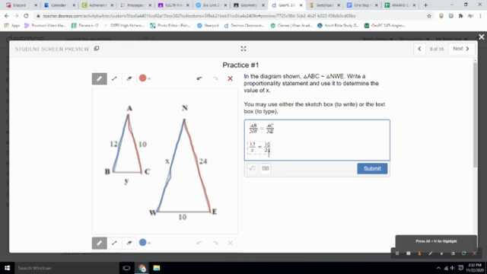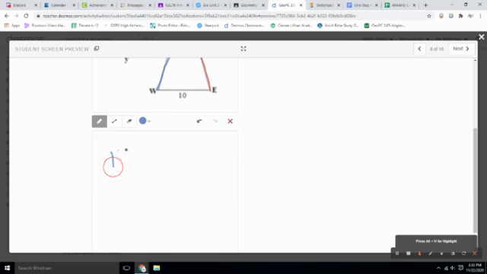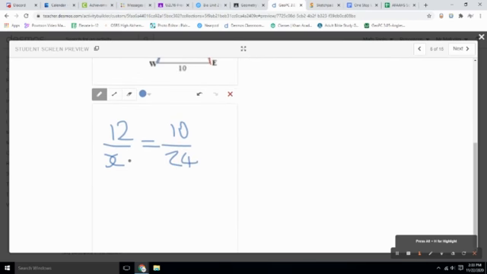Now that we have this, we can go ahead and solve by cross multiplying. Let's work it out down here. So we have 12 over X equals 10 over 24. Going to go ahead and cross multiply just like before. Cross multiply.